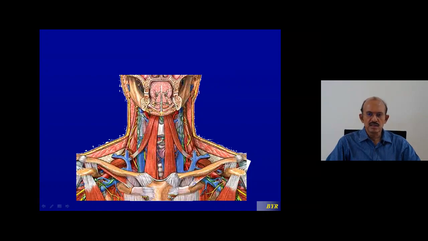Superficial plane muscle is sternohyoid. Deeper plane muscles are sternothyroid and thyrohyoid. And what is this muscle that is there on the lateral side of the sternohyoid muscle? This also looks like a strap muscle, but this is not called a strap muscle. What is this muscle?